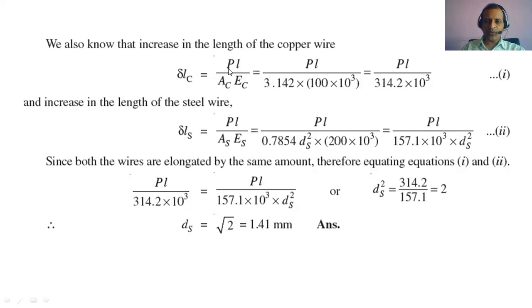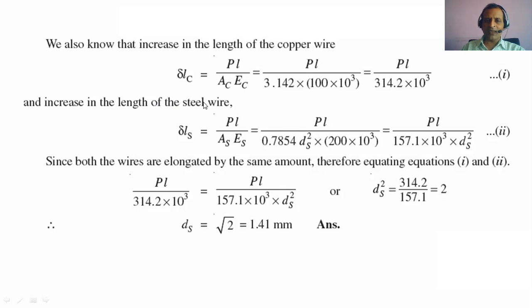So now substitute all the values. You found AC, EC is given, substitute all the values. So PL divided by 3.142, this is the area of the copper wire, into EC, the elastic modulus of copper, is 100 into 10 to the power of 3. So PL divided by 314.2 into 10 to the power of 3. Keep this as equation number 1. I keep it as 1 because we don't know PL, so we cannot solve this completely. So I'll keep this as equation number 1.